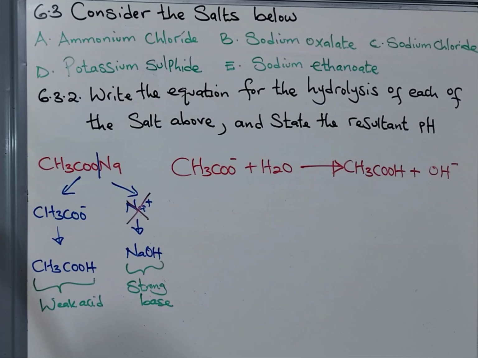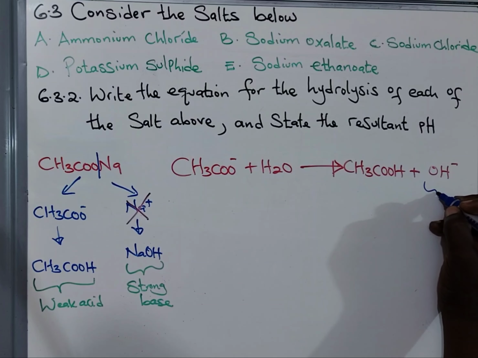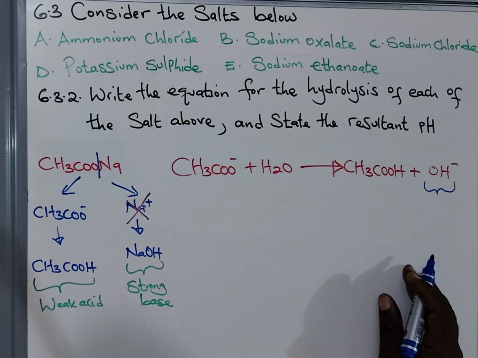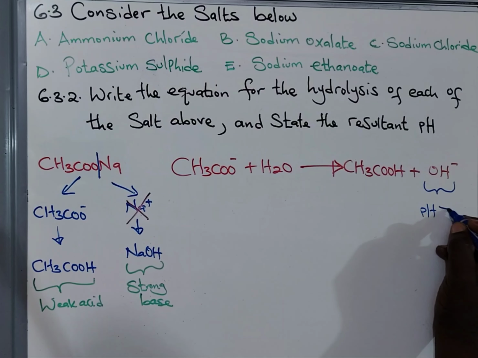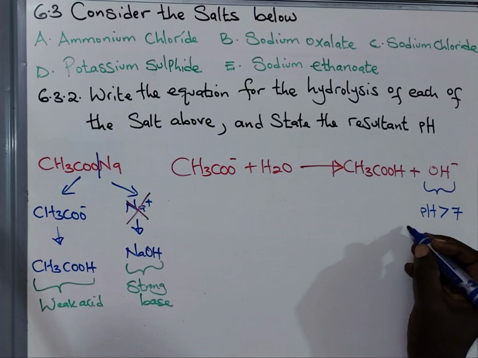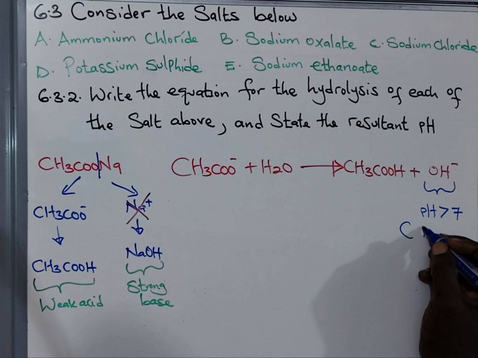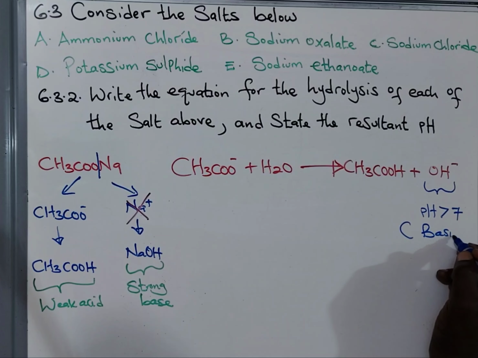What is next is prediction of pH. The moment you have OH, it means that the pH is greater than 7. Medium is basic or alkaline.